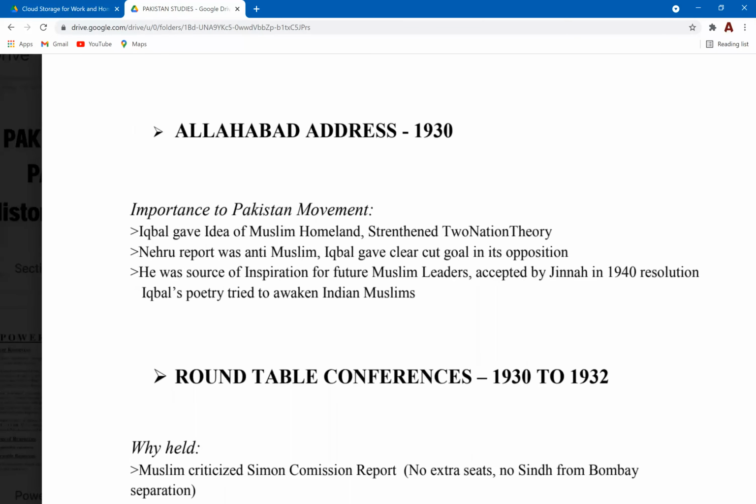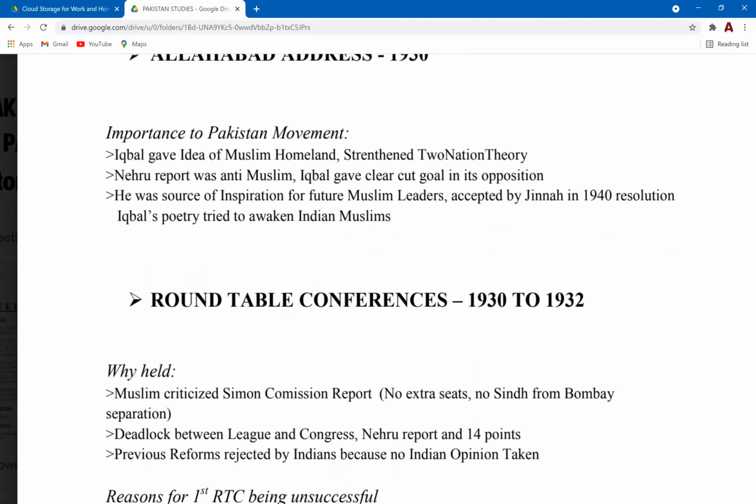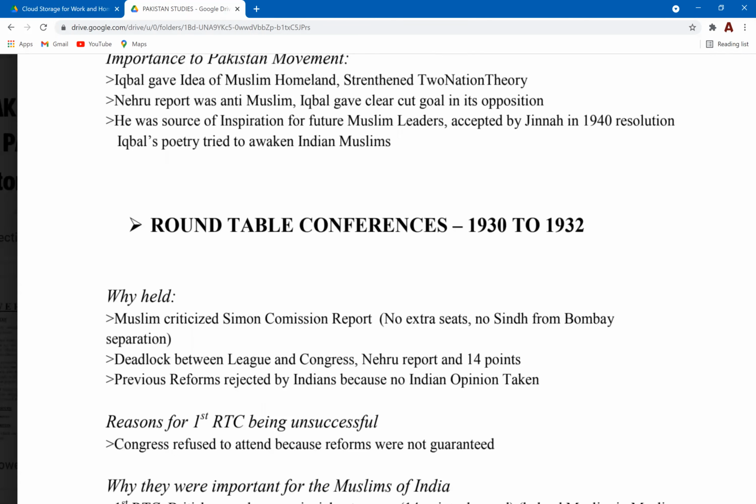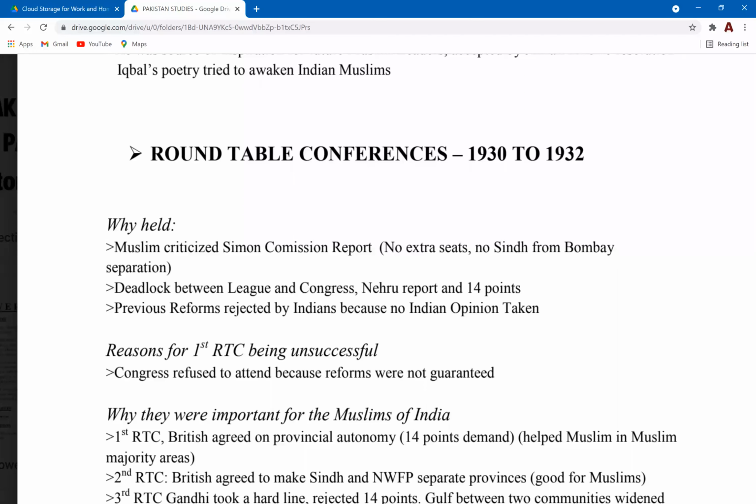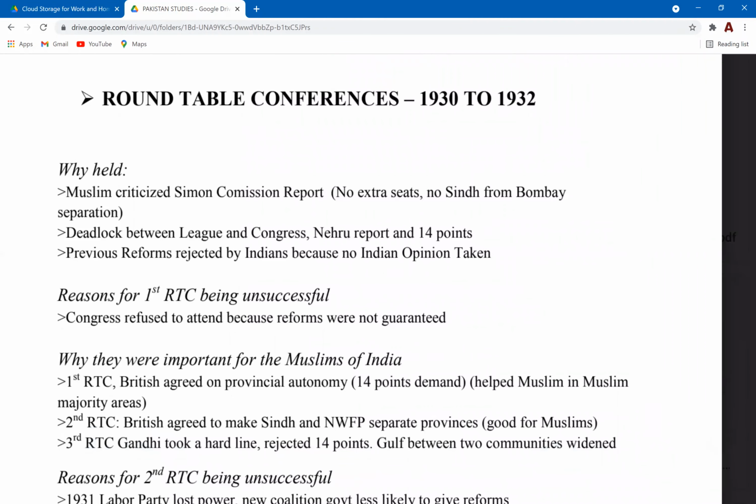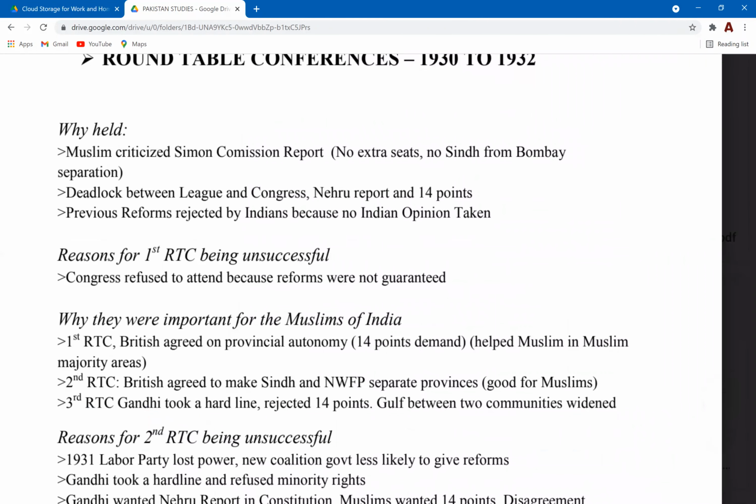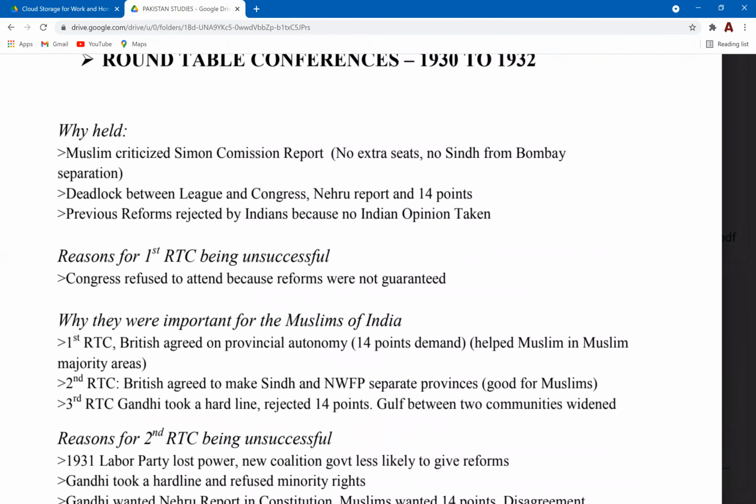And then right after 1930, the roundtable conferences started taking place. For 2 years, from 1930 to 1932, there were a total of 3 roundtable conferences that took place in England. So if we look at these 3 roundtable conferences, number one, as to why they were held, first of all, because the Simon Commission was opposed. The Simon Commission of 1927, if you remember, was opposed by the Indians.